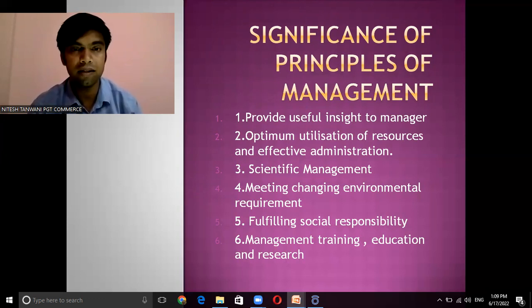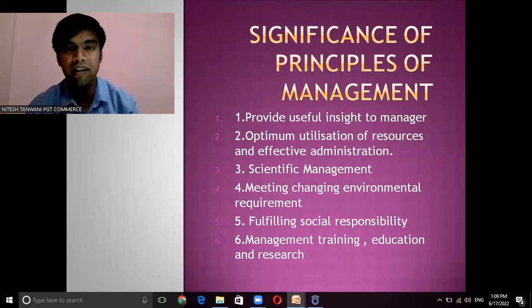First point is, it provides useful insight to the manager. Insight means to see or to predict what will be in the future. Second point, optimum utilization of resources and effective administration. It provides facilities to the manager to optimally utilize the resources and to administrate effectively.